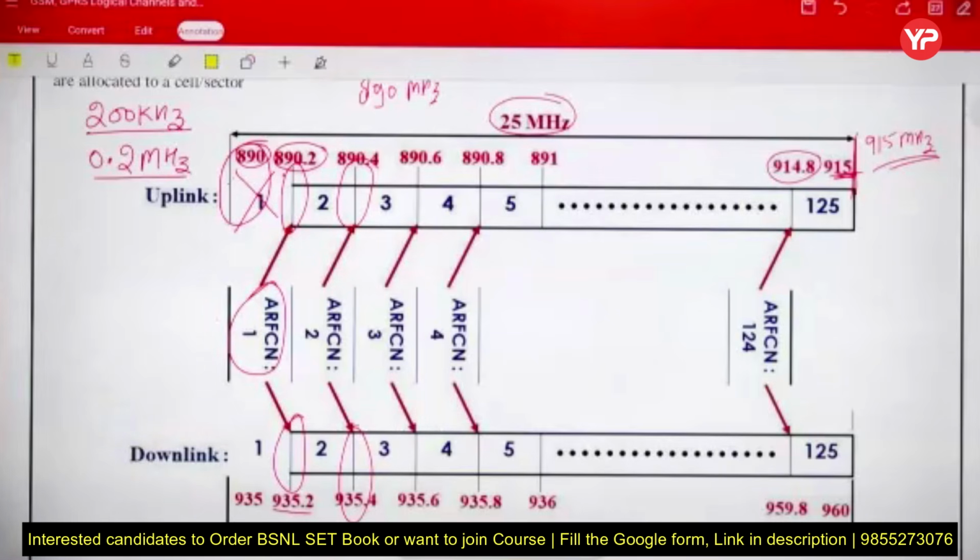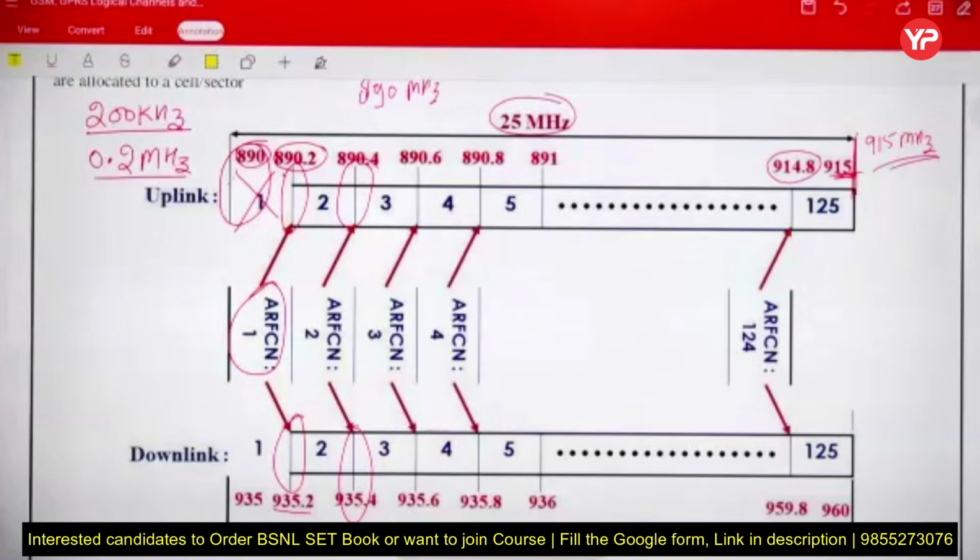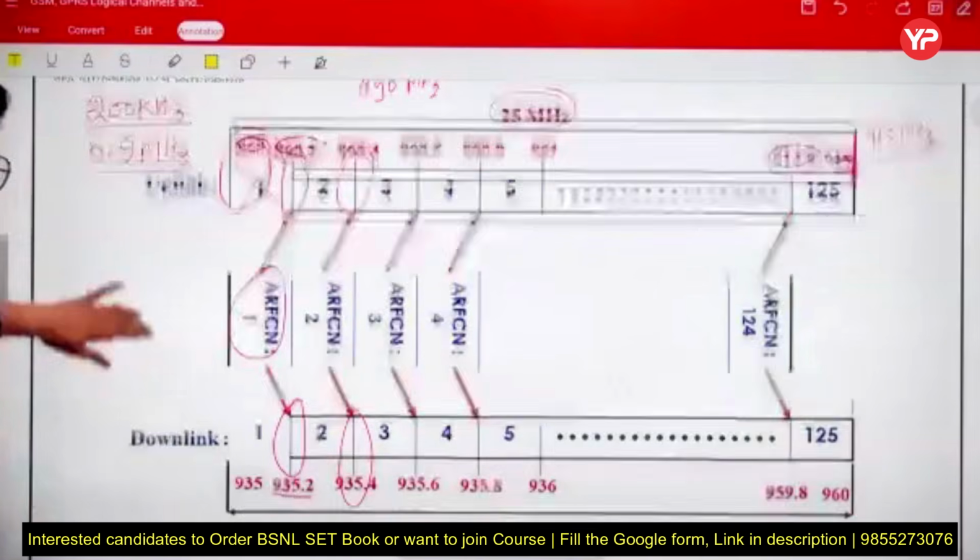What is this structure? So how many users are there in this GSM range? If I'm talking about it, there are 124. Clear? Clear, sir. Anyone have any doubt? Then please ask. Okay, the next thing let's talk about.